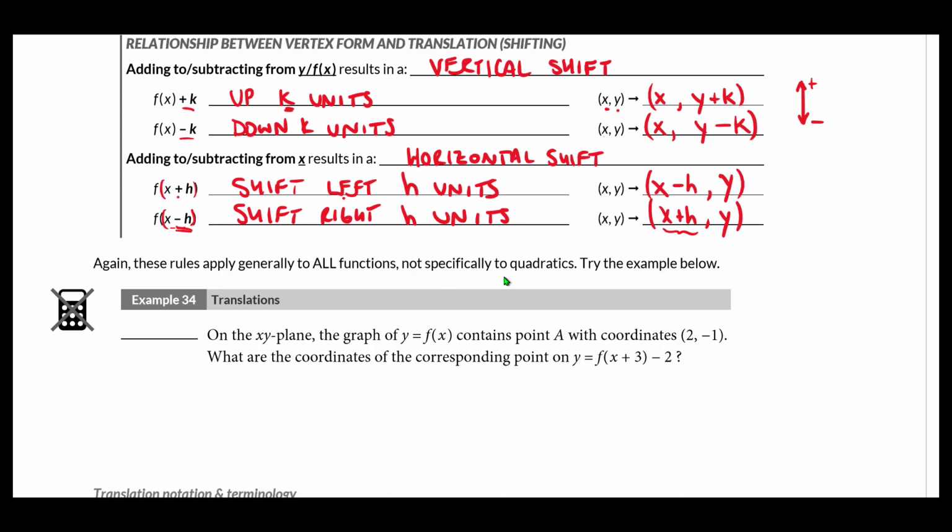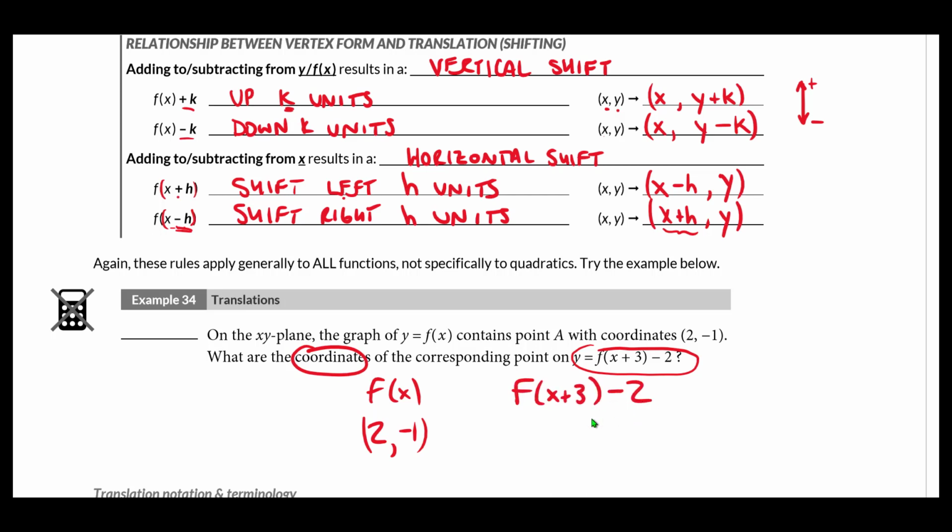Let's take a look at example 34, which does not specify that we are dealing with a quadratic, but again, that does not matter. So on the xy plane, the graph of y equals f of x contains point A with coordinates 2, -1. What are the coordinates of the corresponding point on this new function? So we're going from f of x that has the point 2, -1 on it to f of x plus 3 minus 2. Hopefully this should be easy enough that you can look back at all of the information up here and say, okay, that's not all that complicated.